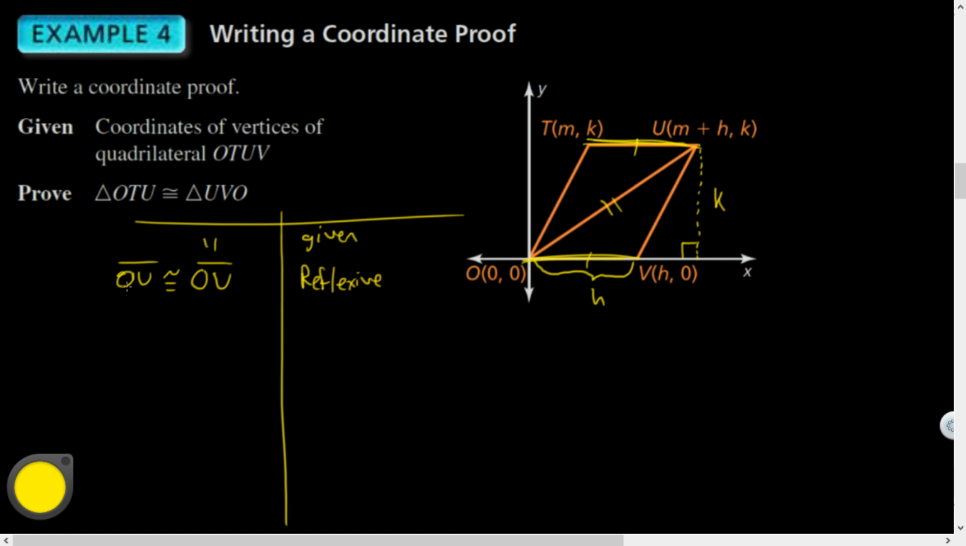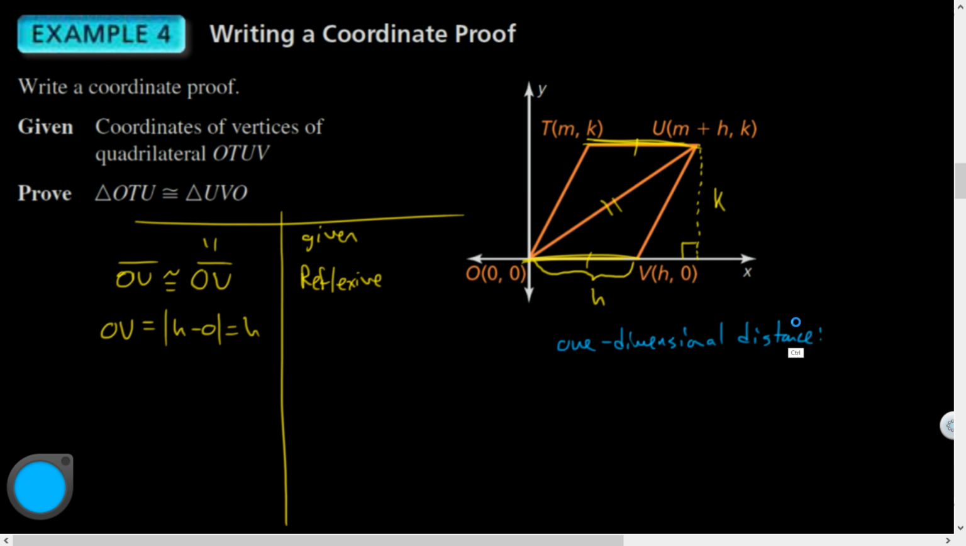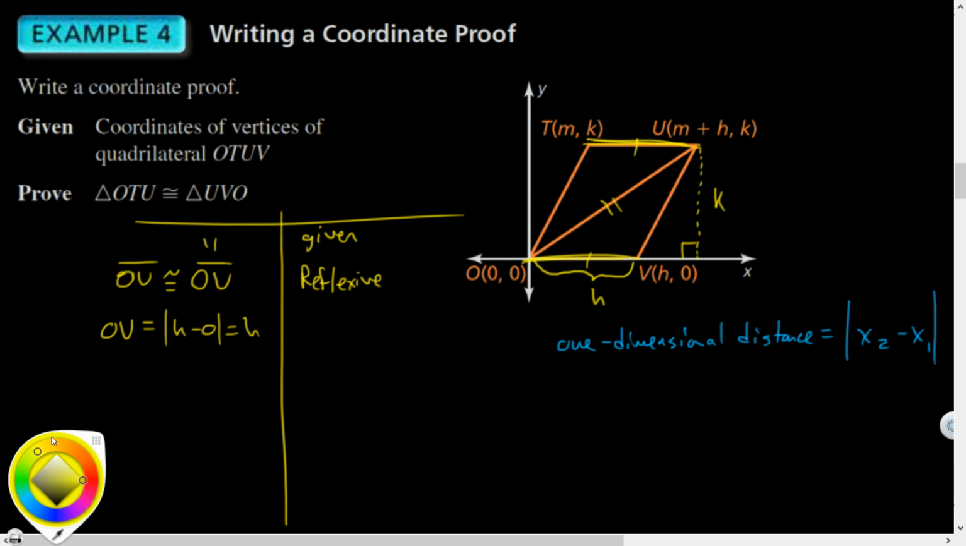I believe I've shown this, but let's actually prove that. I'm going to say that the distance for OV is going to equal the absolute value of the difference of their x coordinates, which is H. This is the one-dimensional distance formula, which is just the absolute value of the difference of those points. So I'll just call this distance formula.